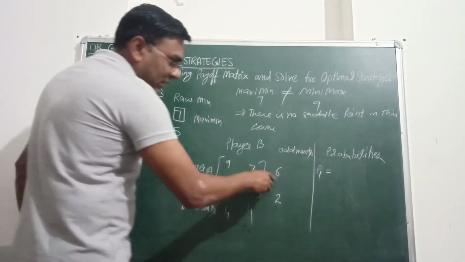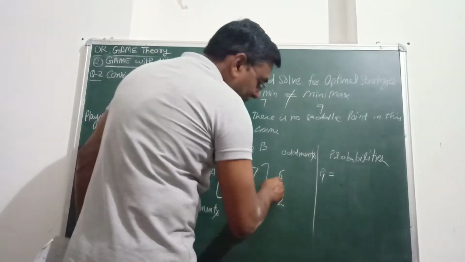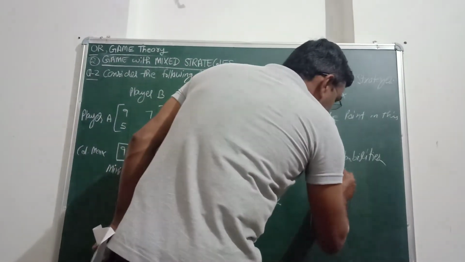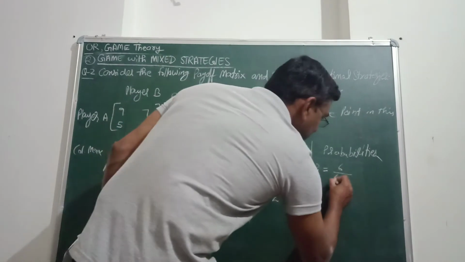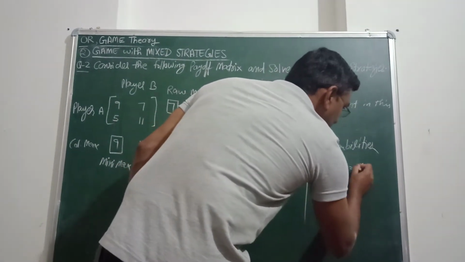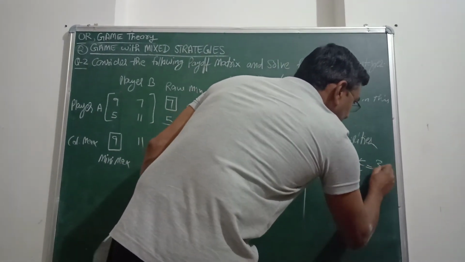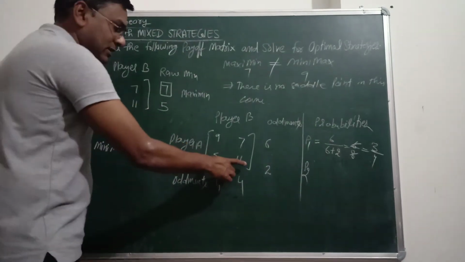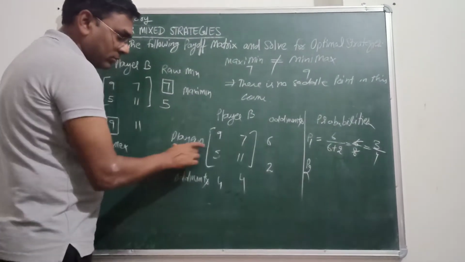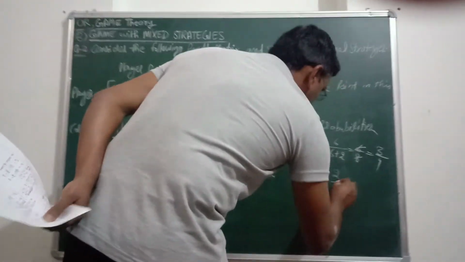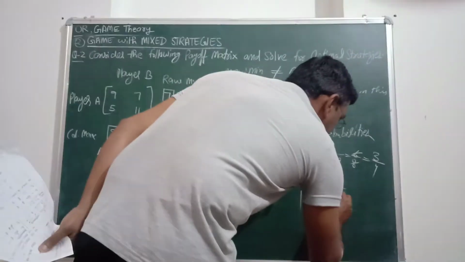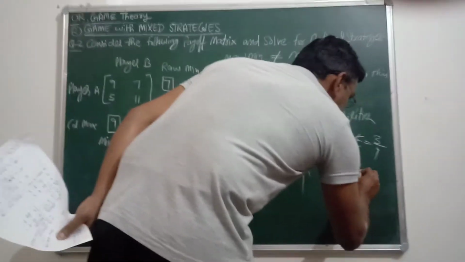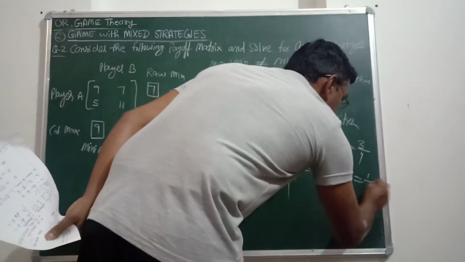So how can we find P1? Write down the value of the oddment and then the sum of both oddments, 6 plus 2. So this is 6 by 8, or 3 by 4. Similarly, P2, the probability of using strategy 2 by player A, is equal to the value of oddment 2 over the sum of the two oddments, 6 plus 2, which means 2 by 8, and this is 1 by 4.